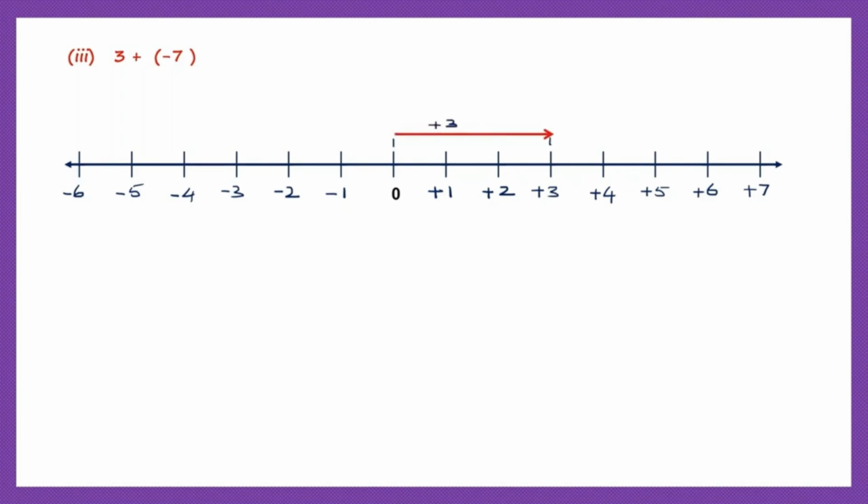Now look at the next integer. The next integer is minus 7. That means we stopped at 3. We have to move 7 places to the left because there is a minus sign. So from 3, we're going to move 7 places to the left. That will be 1, 2, 3, 4, 5, 6, 7. We're going to stop at minus 4. So we've done that. So where did we start from? We started from plus 3 and we have ended at minus 4 because we did minus 7.